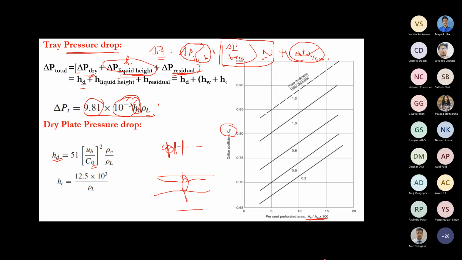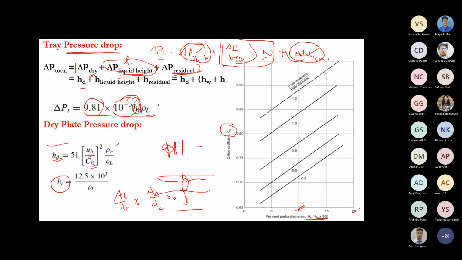Normally this AH by AP or AH by AA is almost 0.1 times. So AH, hole area to perforated area, is approximately equal to the hole area to active area, AH by AA. So that is approximately 0.1. Most of the time you can say 0.1. It varies by percentage, so it can be 0.1 to 0.2 times. So both are the same, and you can calculate the C0. This is the hole velocity. With the C0 you calculated, and rho V and rho L known, you can calculate HD.